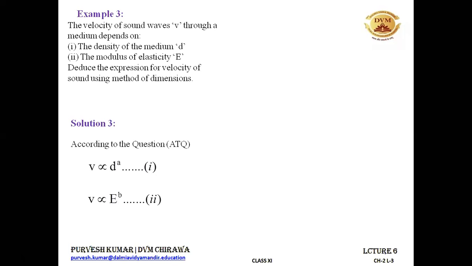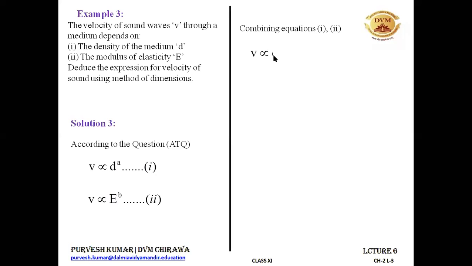Now combining these 2 equations, we can write that v is proportional to d to the power a E to the power b, and when you remove this proportionality sign, there will be one constant, and you are left with v is equal to k d to the power a E to the power b. All right. So we are left with this. This is our equation 4.